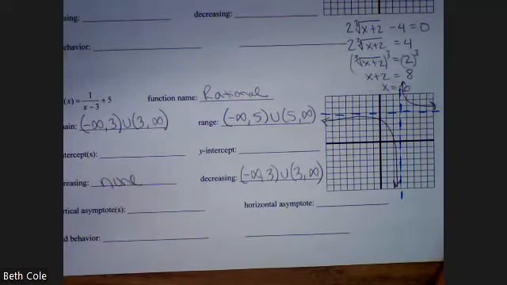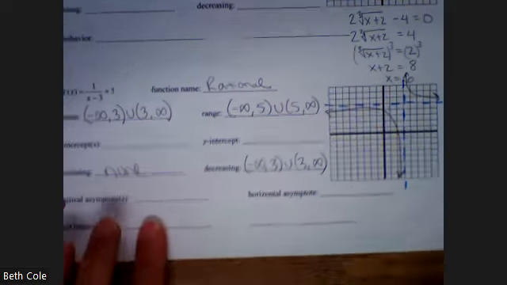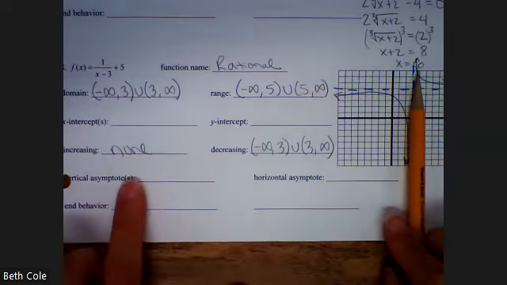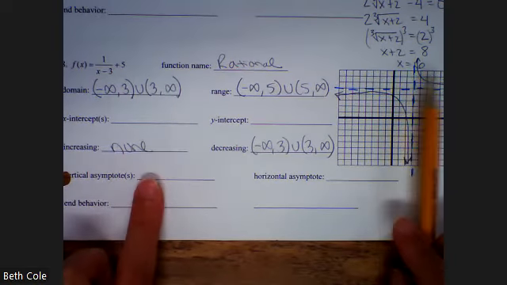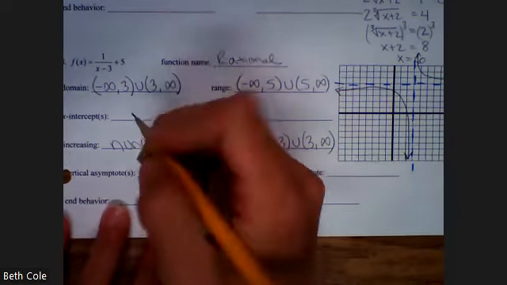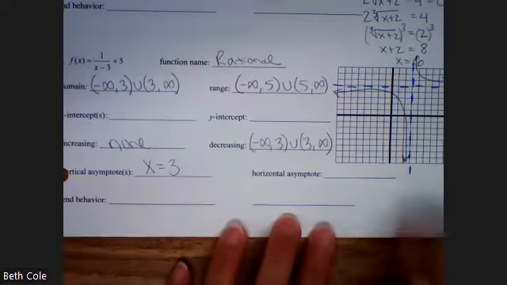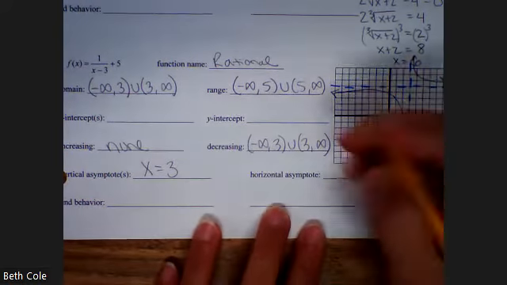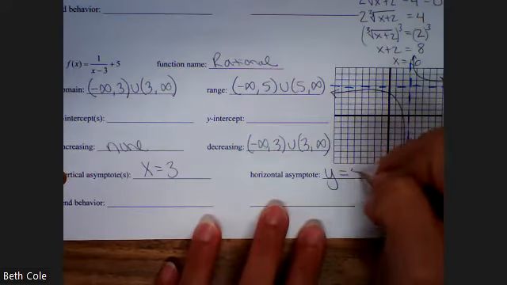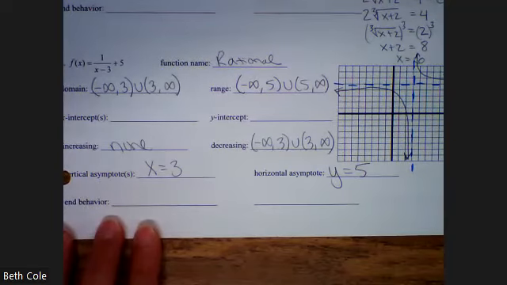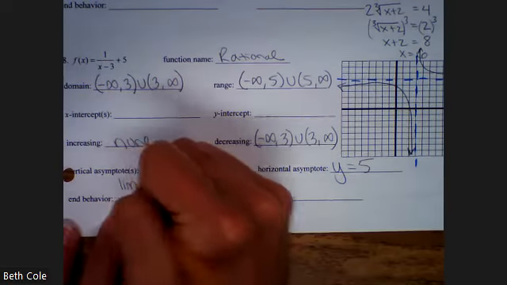The asymptotes are both easy and difficult. You have to remember which one's which. Vertical, it's going to be 3, but x equals or y equals? X equals 3. Focus over there, guys. Horizontal will be y equals 5. And then end behavior. You'll get used to it.